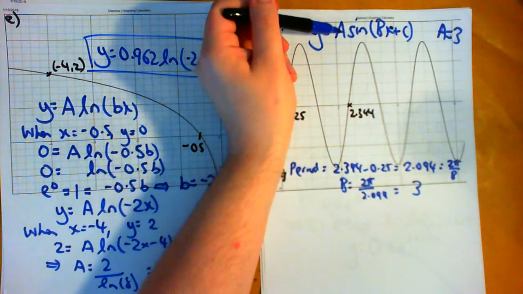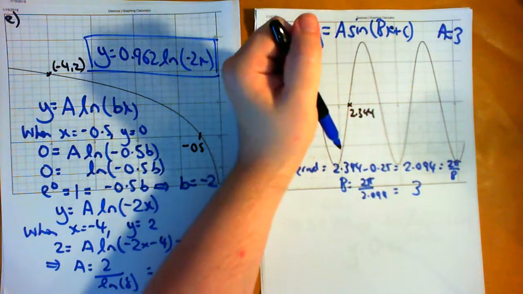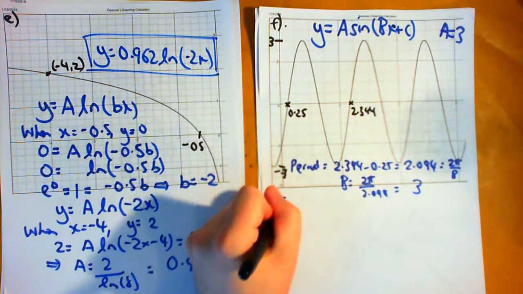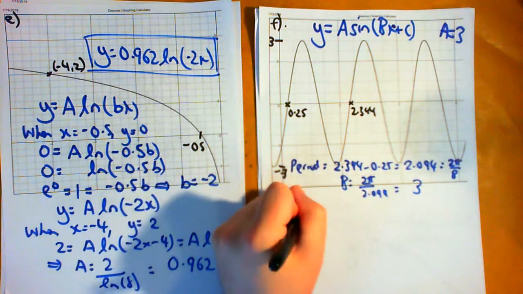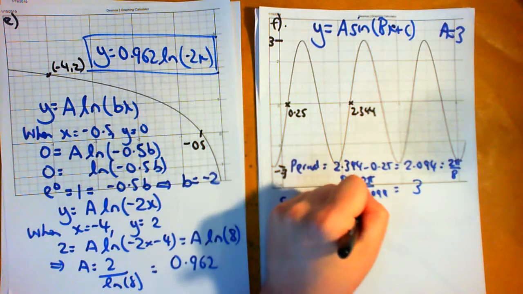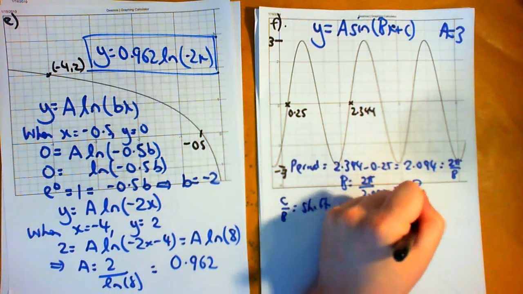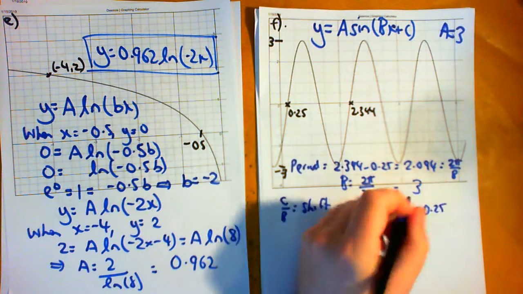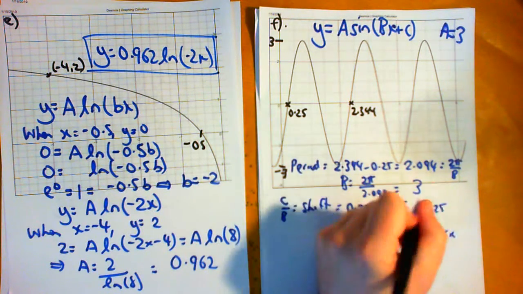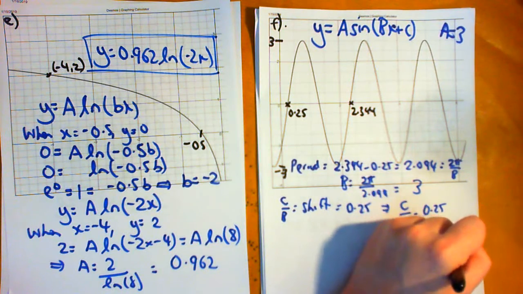So far we have y equals 3 sine of 3x minus something. Okay, so how far is the shift going to be? What's c? So c over b equals the shift, which is going to be 0.25. So therefore c over b, we already know b to be 3, equals 0.25, and therefore c is going to be 0.25 times 3 to find c, which gives us 0.75.